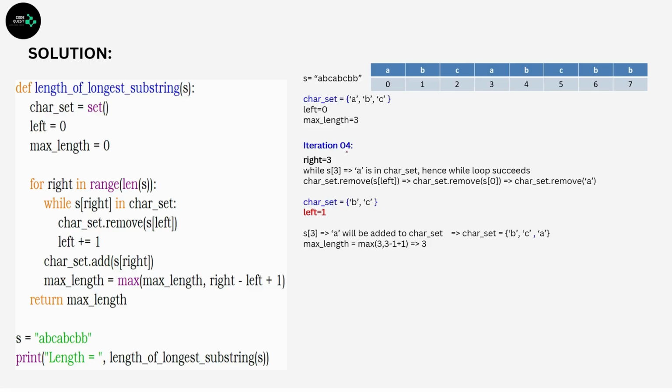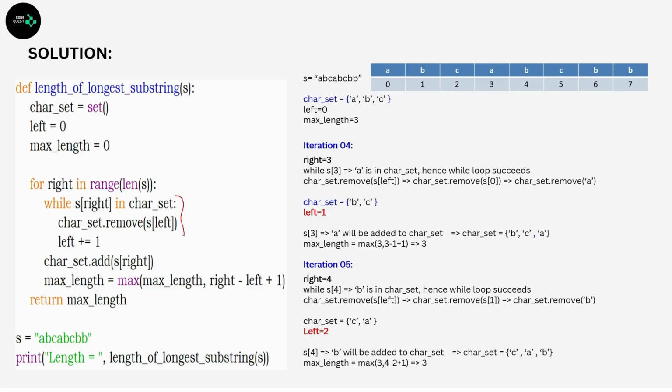Now we move on to iteration 4, where right is going to take up 3. So when I check while S of 3, what is S of 3? A. A is already there in the char set, right? This A is already there. Hence this while loop is going to be successful. If the while loop is successful, what is the first line that is going to execute? char set dot remove of S of left.